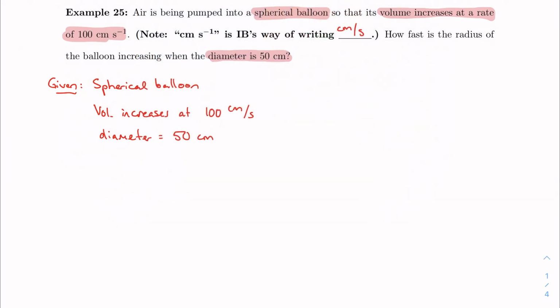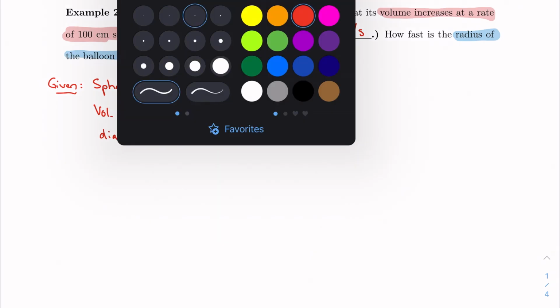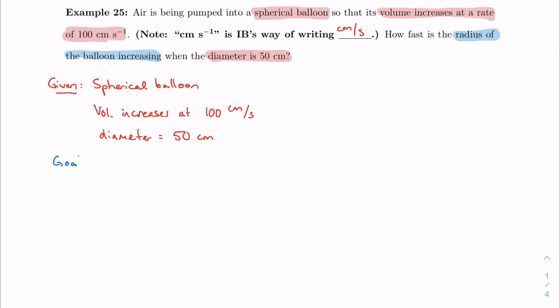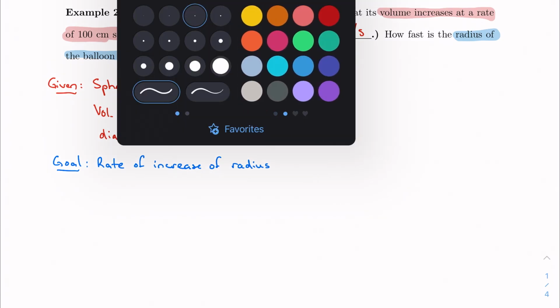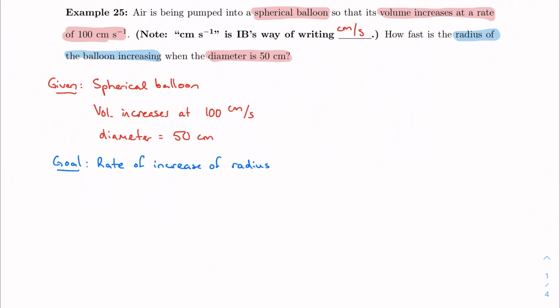And we're being asked to find how fast the radius of the balloon is increasing. Well, that sounds a whole lot like a rate of change. So our goal is the rate of increase of the radius. So here's our given information, here's our goal, and now let's try to see if we can connect it in some way. So if we're given a spherical balloon and we're asked to talk about its volume, well then I know the volume of a sphere is 4/3 pi r cubed.